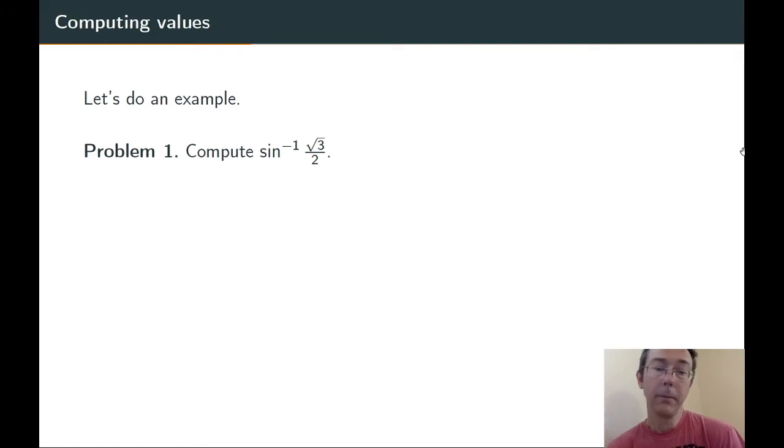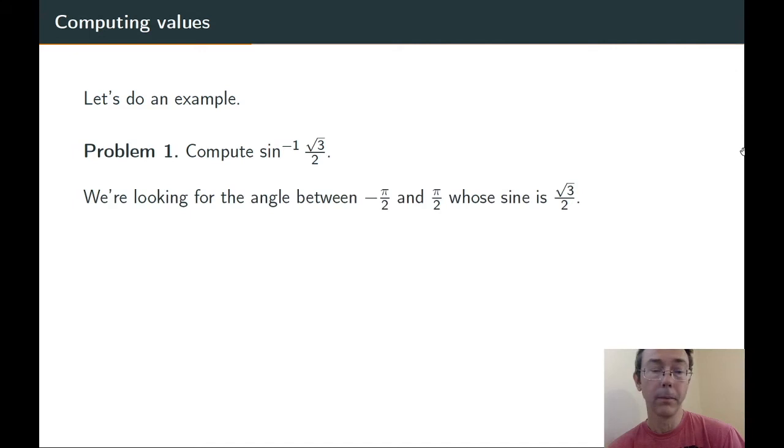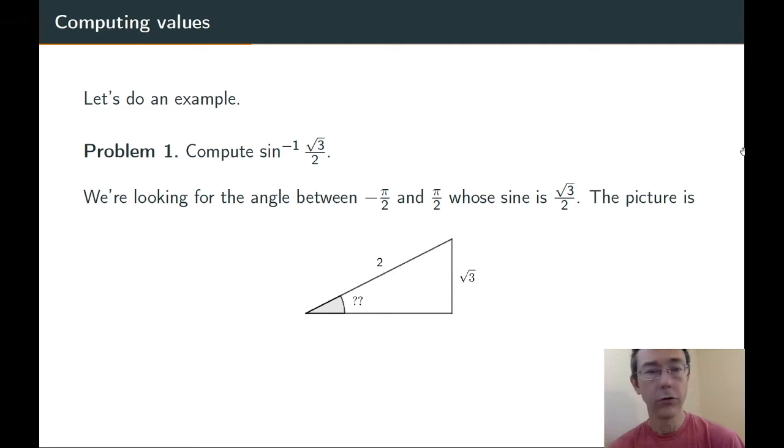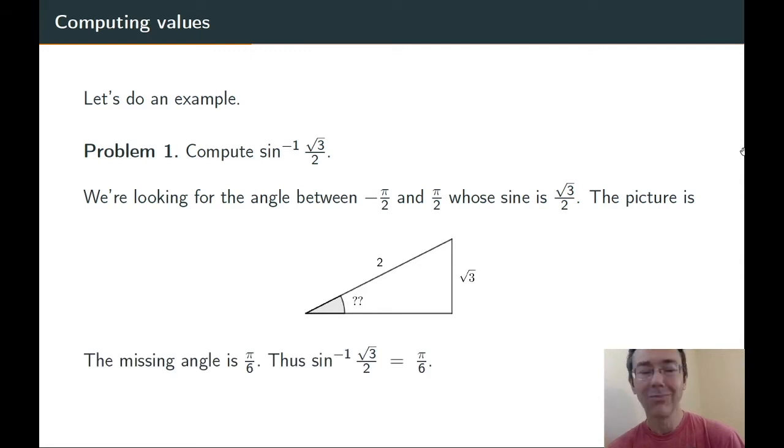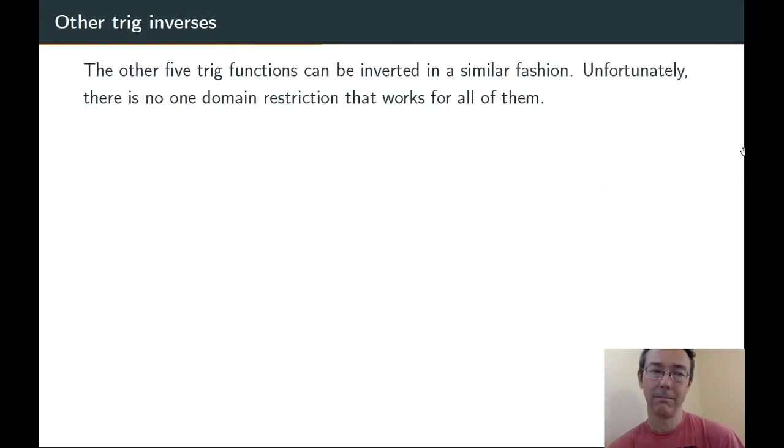Let's have an example. Let's compute the inverse sine of the square root of 3 over 2. We interpret that as the angle whose sine is root 3 over 2. And the angle has to be between negative pi over 2 and positive pi over 2. So we draw a triangle. The opposite over the hypotenuse is root 3 over 2. We need to find that angle. This is a familiar triangle. So 30, 60, 90 right triangle. That angle has to be 30 degrees or pi over 6.